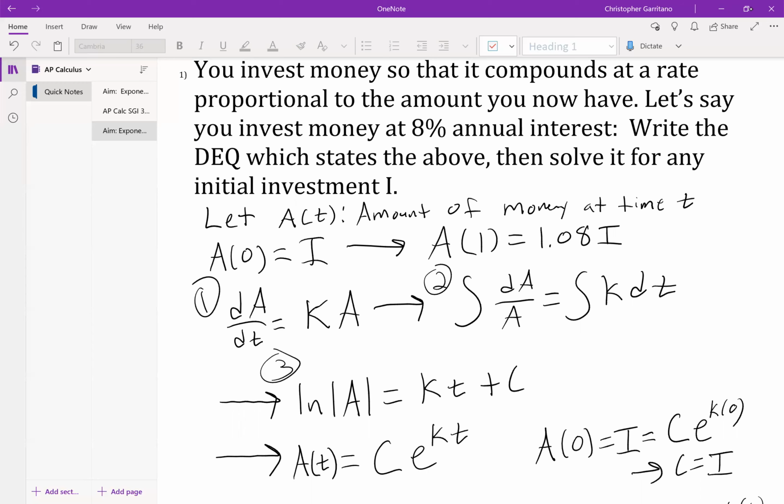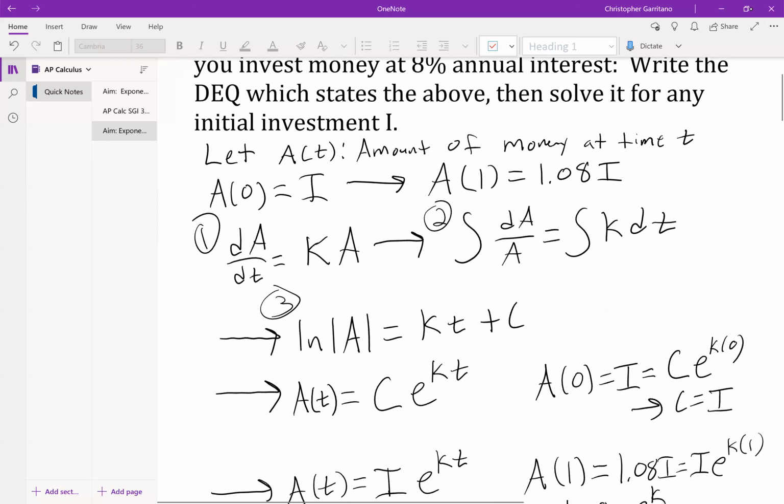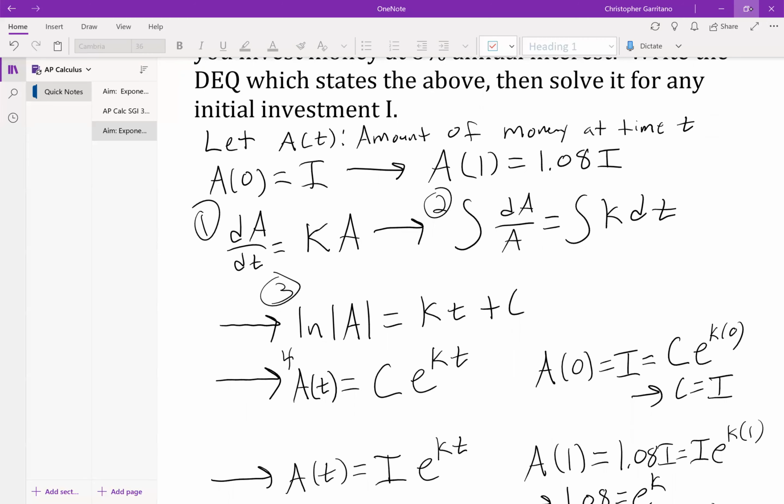Step 3, this becomes ln absolute value of A is equal to kt plus C. This, of course, leads to the fact that the amount you have at any time t is equal to C times e to the kt. This is called a general solution. That's step 4, a general solution. We now need to use our initial condition to solve for at least one of the constants, and then we have another condition. We have 2 conditions to help us solve for both constants.